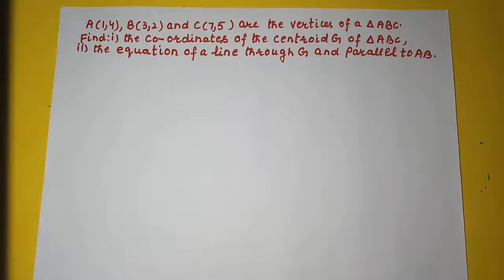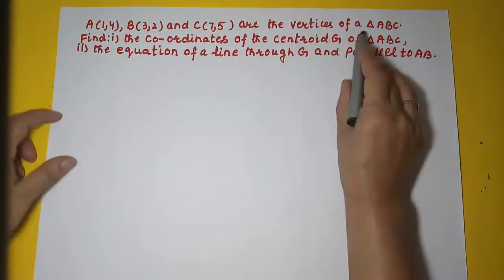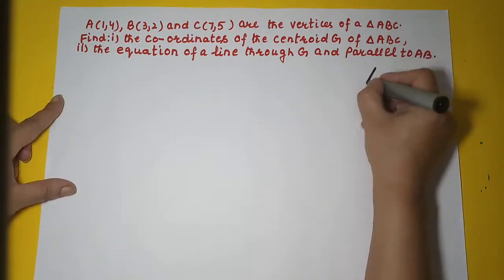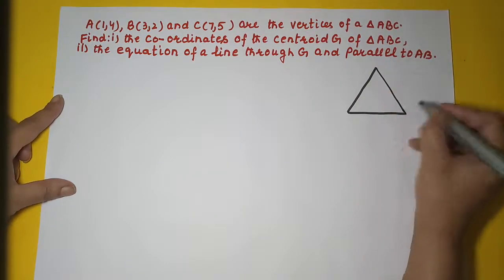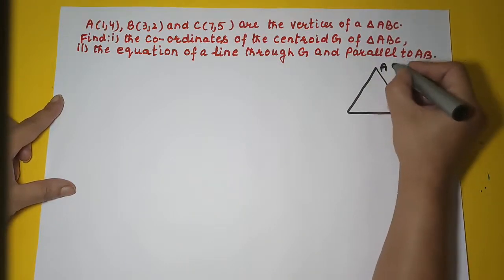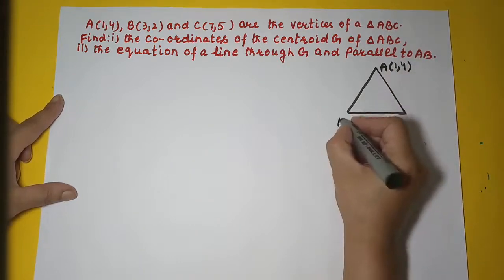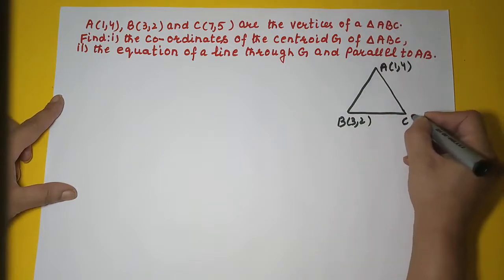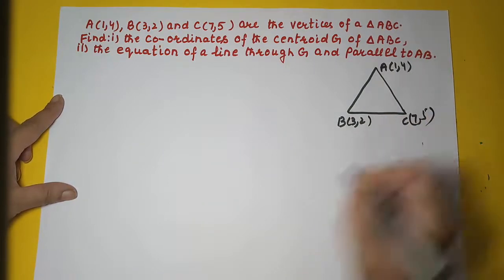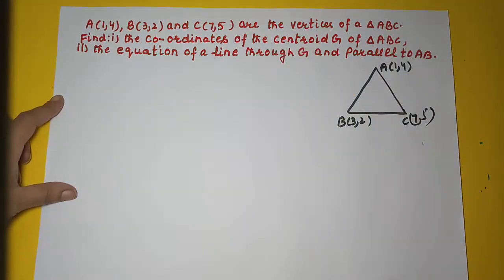We are continuing with the equations of a straight line. Here the question is: A, B and C are the vertices of triangle ABC. So let's make a triangle ABC. We have A, which is (1, 4), then B, which is (3, 2), and then C, (7, 5). Find the coordinates of the centroid G.